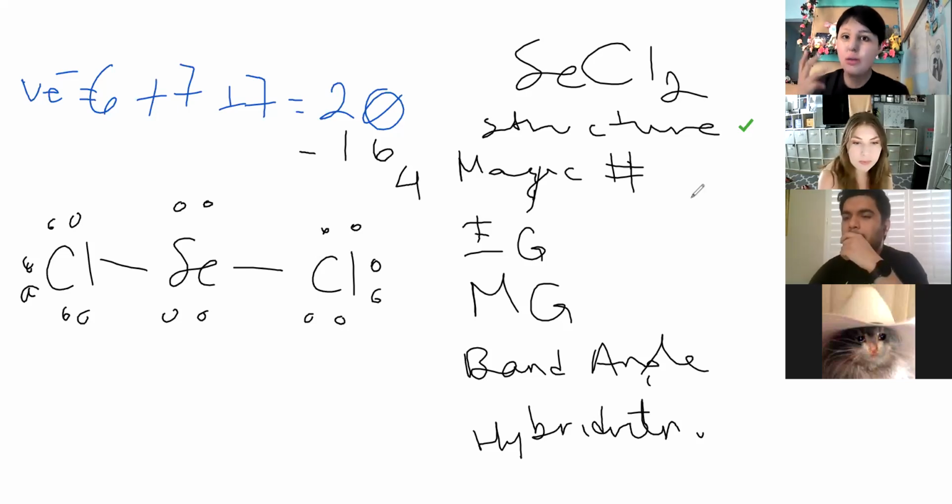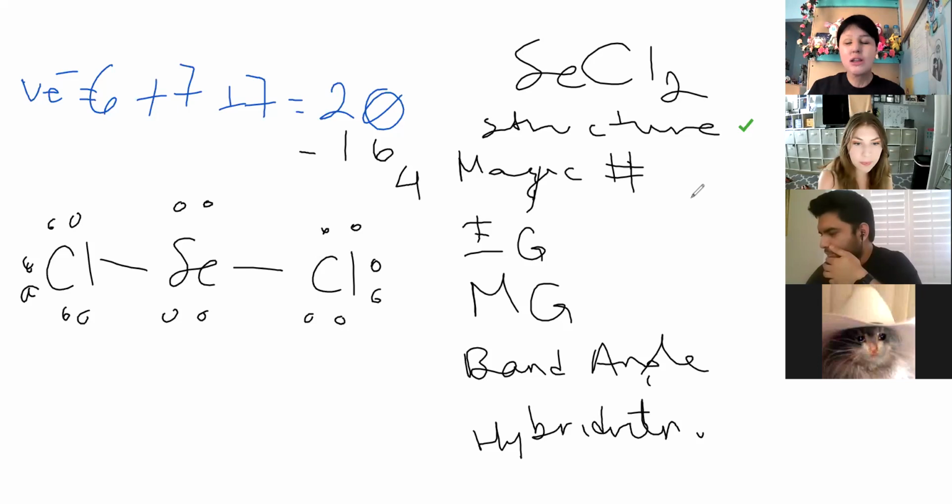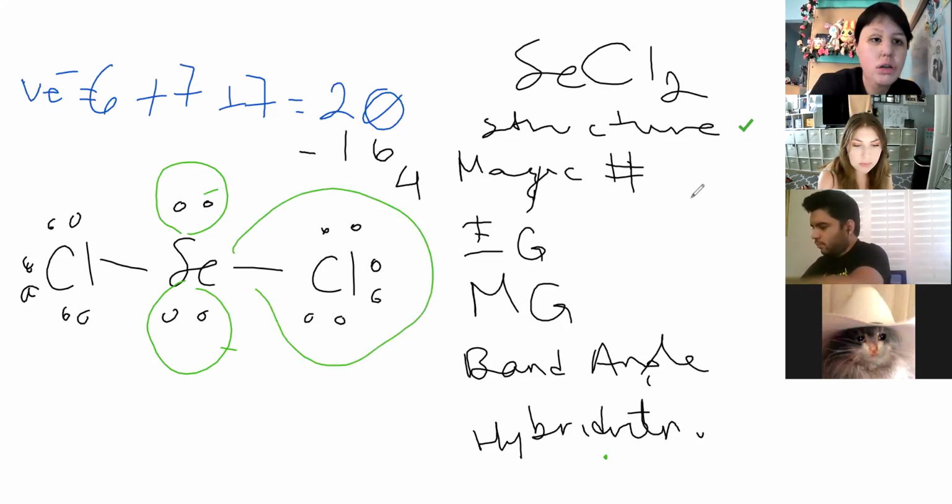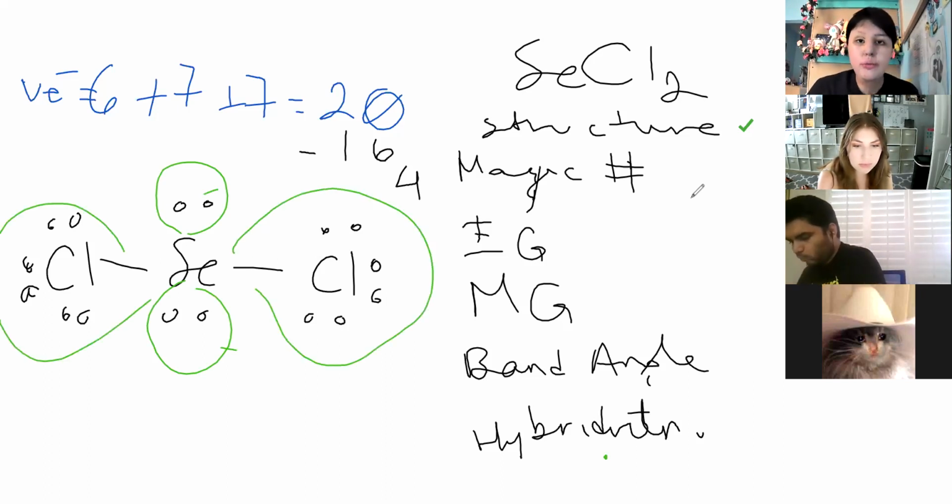So remember the magic number counts electron regions. Electron regions involve bonds, so atoms that are bonded, anywhere where you have bonds, and anywhere where you have lone pairs. So what is our magic number? How many electron regions do we have? 4. That's 1 electron region. That's 1 more electron region. That's another electron region, and then there's another one. So our magic number is going to be 4.